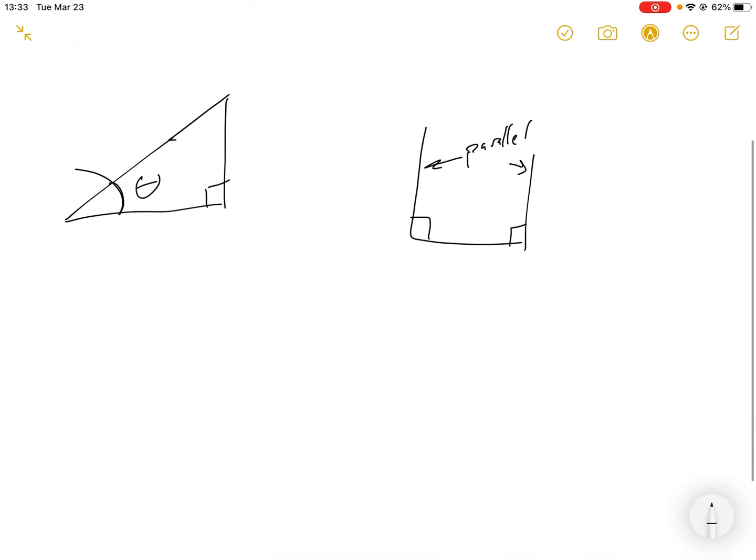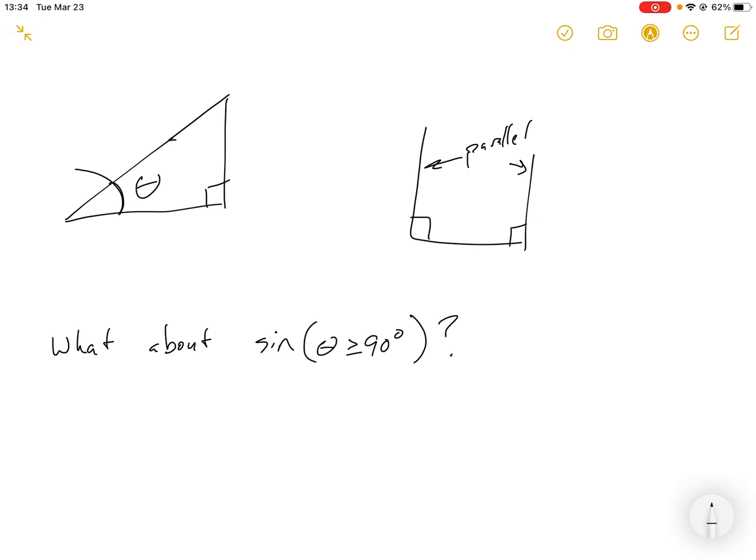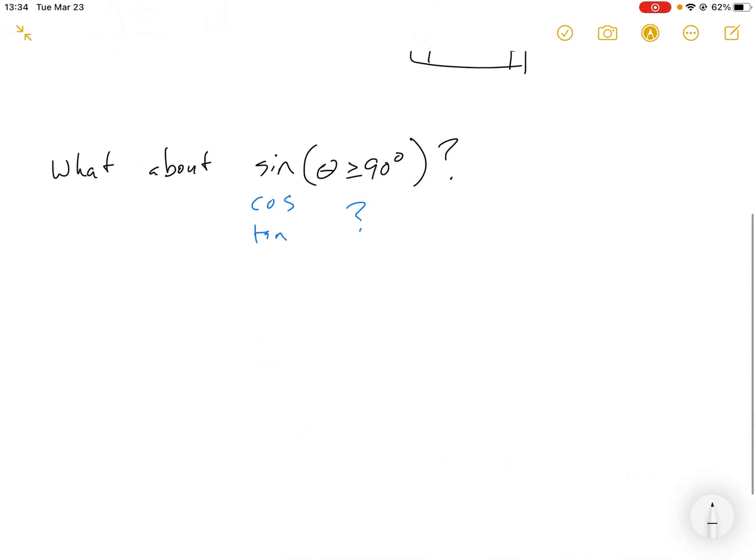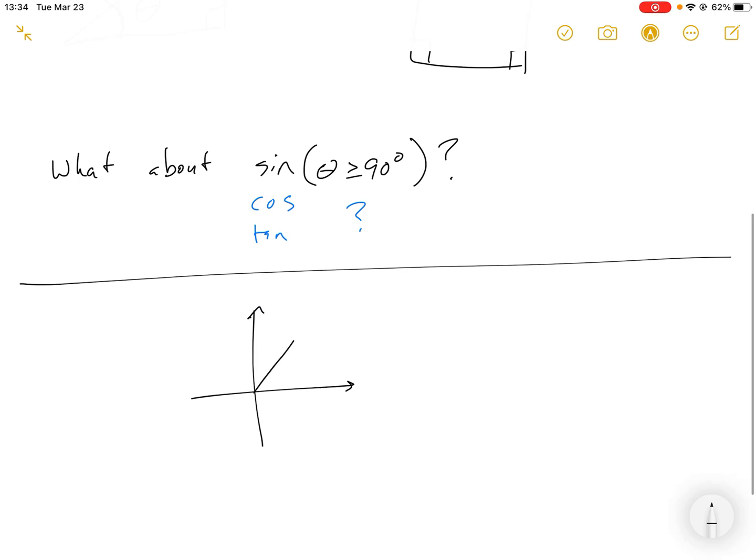But you cannot have a triangle with two 90-degree angles. So the question came up historically. They said, well, what about trig functions? So for example, sine of some angle theta that's greater than or equal to 90 degrees. So this could be sine, cosine, or tangent, really any of them. But the question was asked, what happens when the angle gets to be greater than 90 degrees? So what someone came up with is they said, well, let's think about the coordinate plane, and let's put a triangle into the coordinate plane.